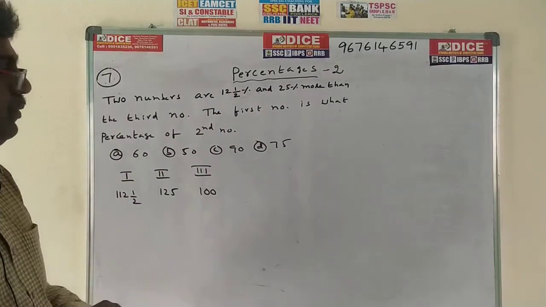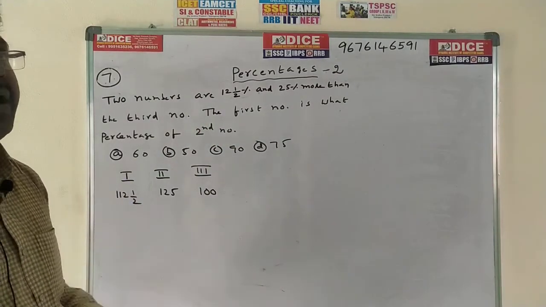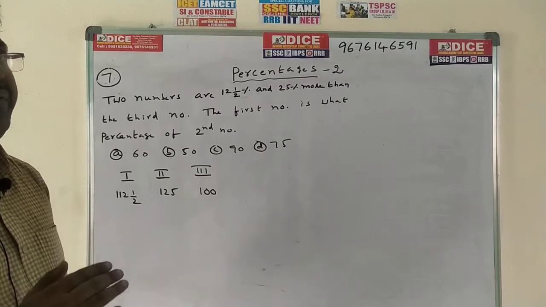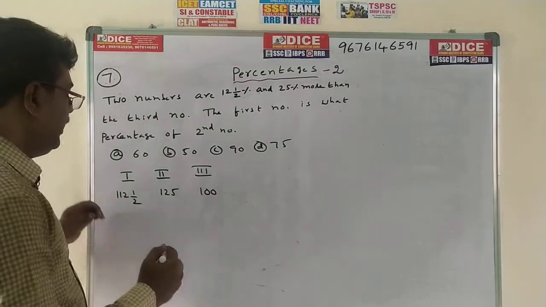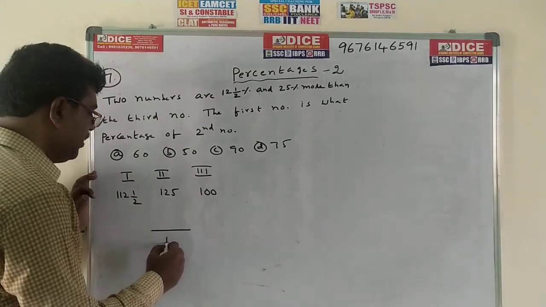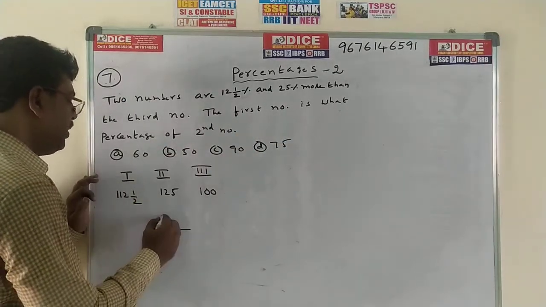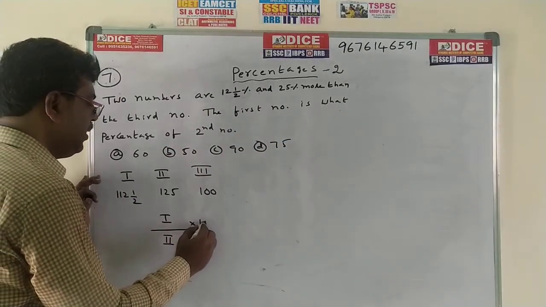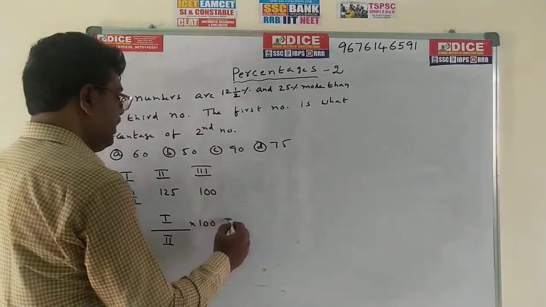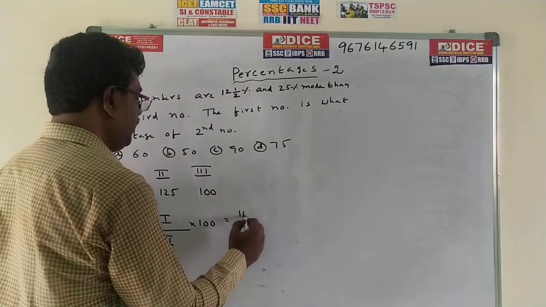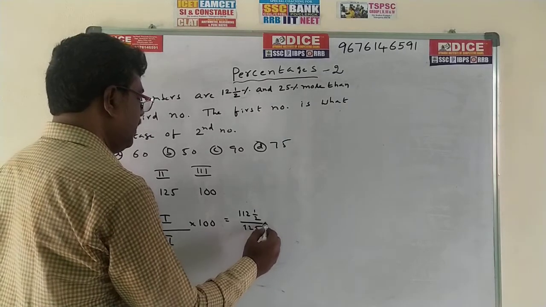Now read the problem. The first number is what percent of the second number? In this model I already told you, for "of", the near number is the second number. That's why the denominator is the second number. The first number is what percent means in the numerator is the first number. First by second into 100 is the value. So write down the first number, 112 and a half, by the second number, 125, into 100.